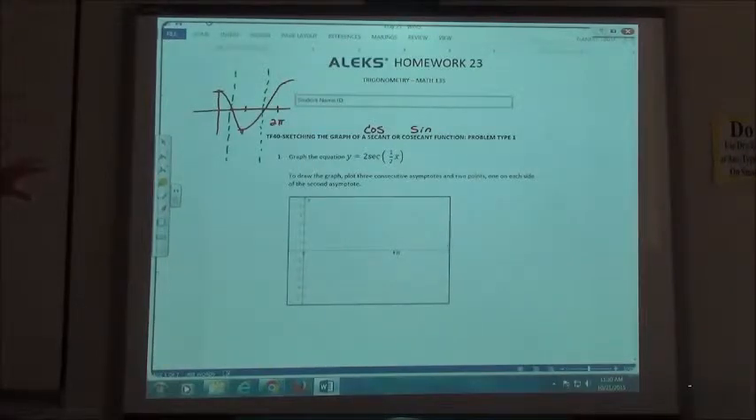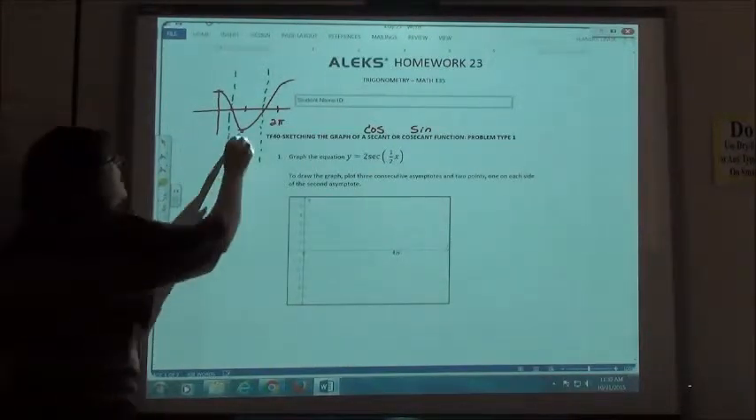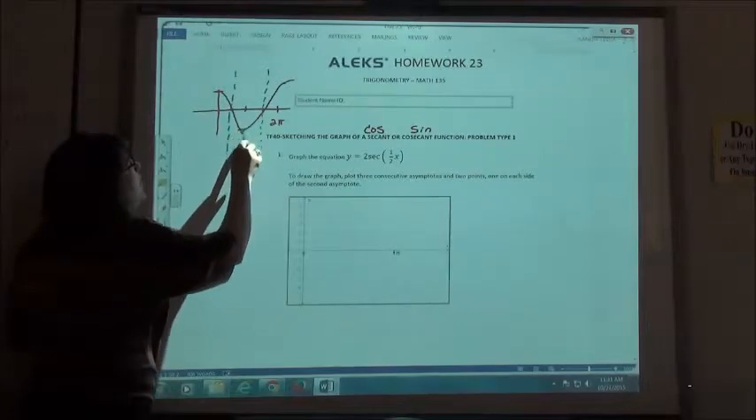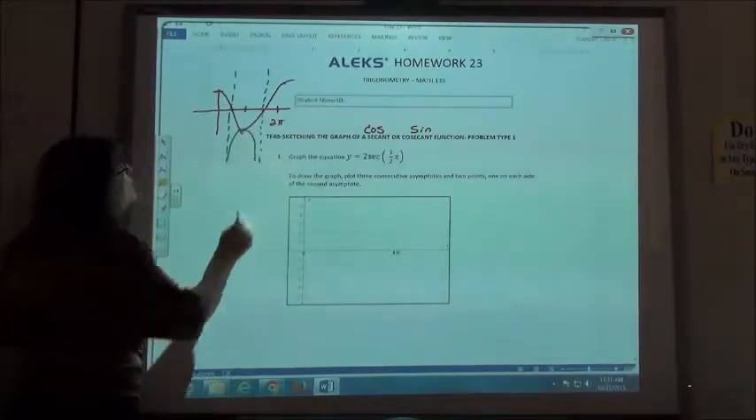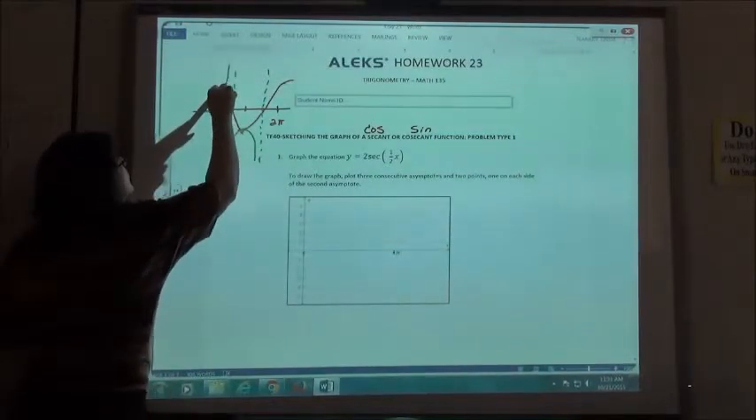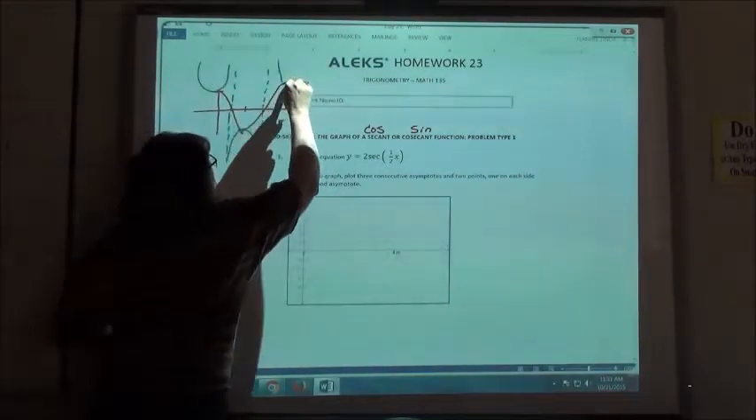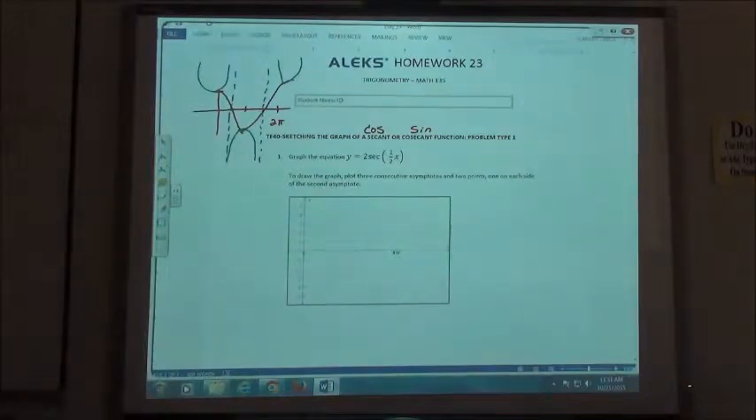My secant curve then is going to touch the same point that it touches here, but instead of curving this way, it's going to flip it upside down and it's going to curve this way. So my secant curve is going to look something sort of like that.